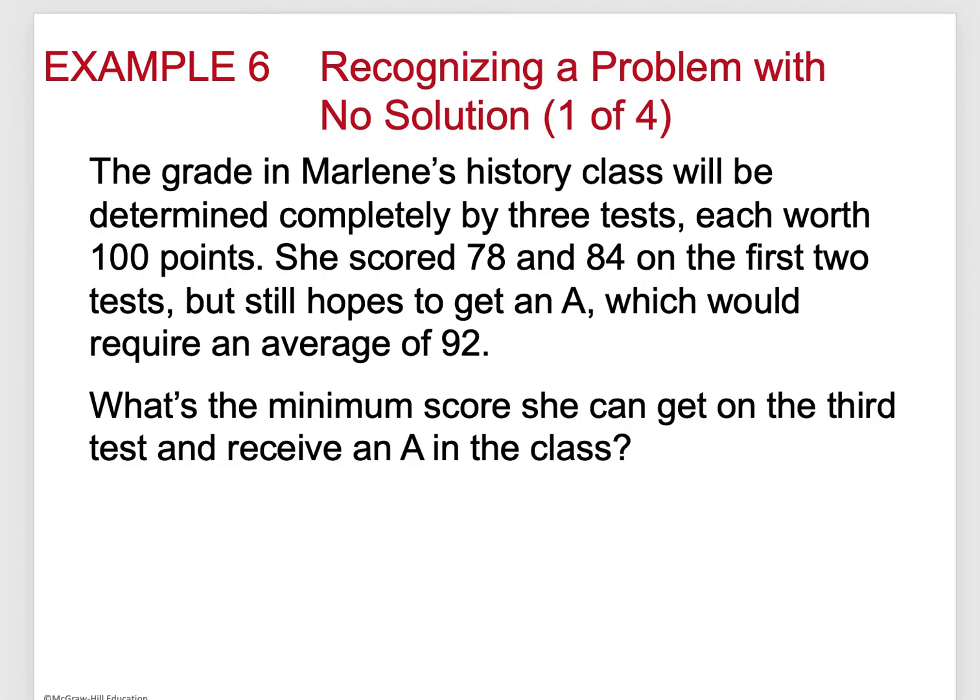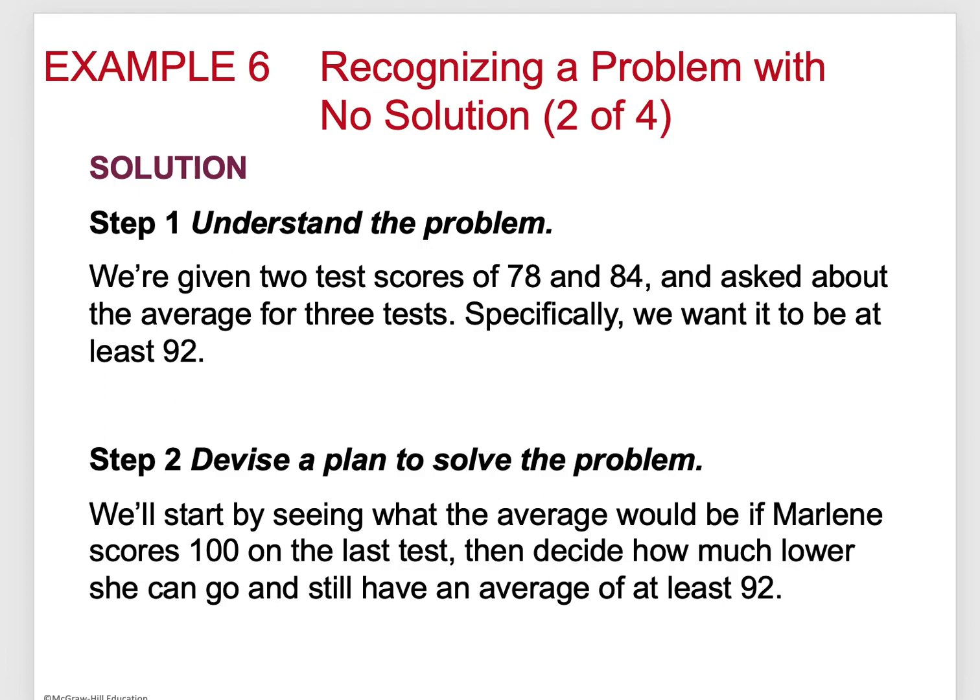This example is all about recognizing a problem with no solution. This is not common at the younger age, but it is something that we want to teach students, that there are times when there's not a solution. So when I try to understand the problem, I have these two test scores of 78 and 84. And I'm being asked about the average for 3 tests, and specifically that I want that average to be at least a 92.